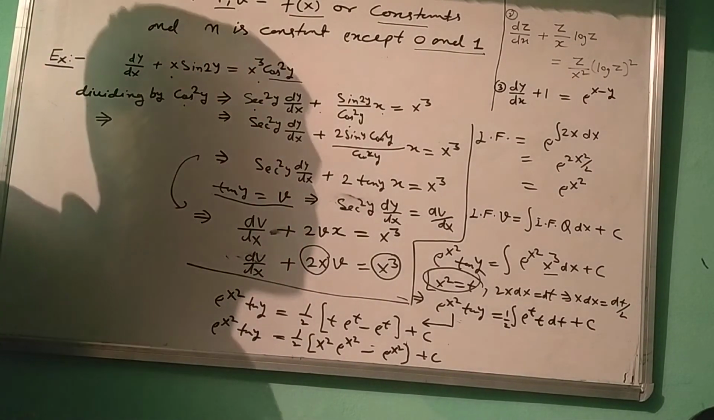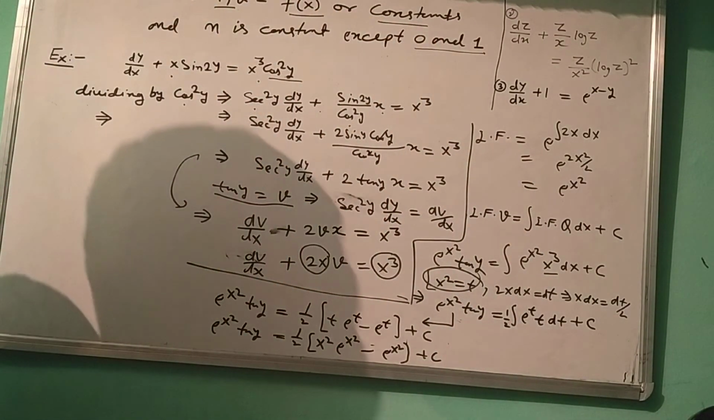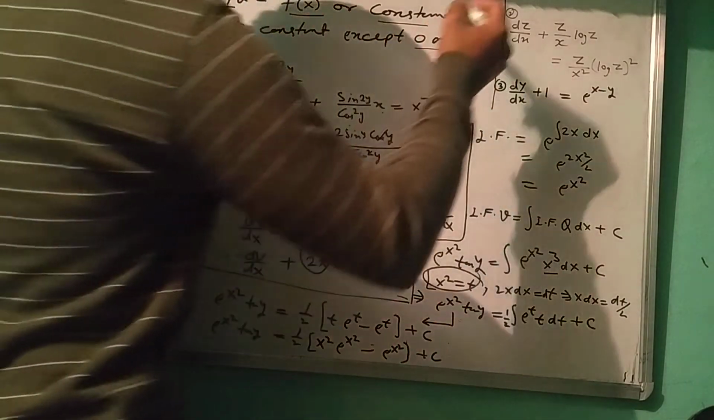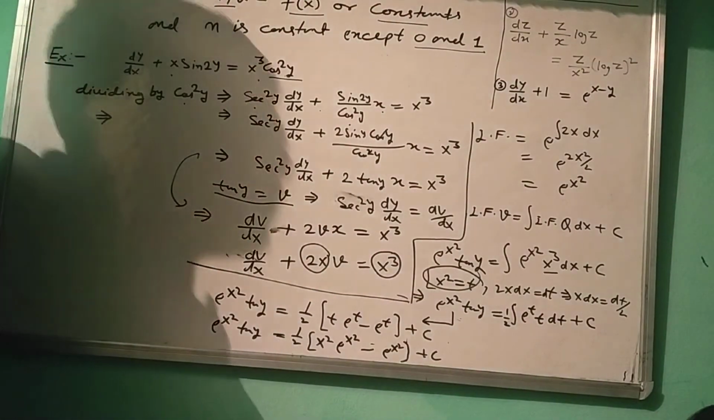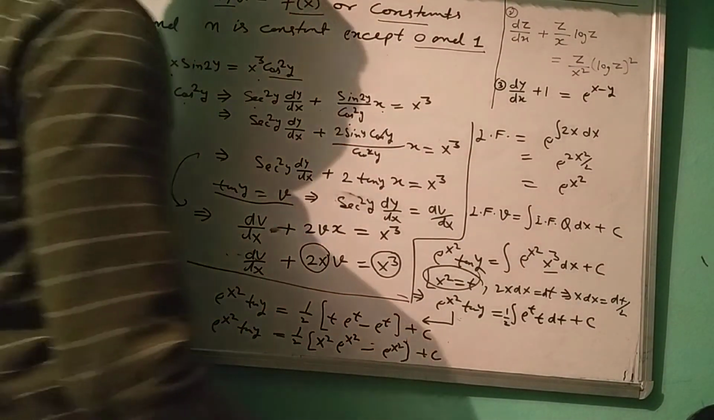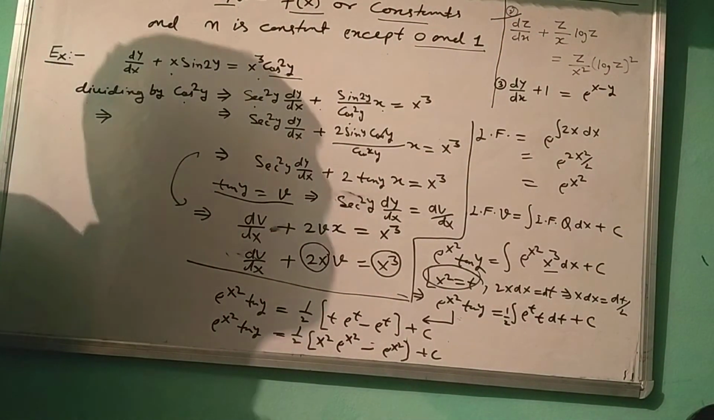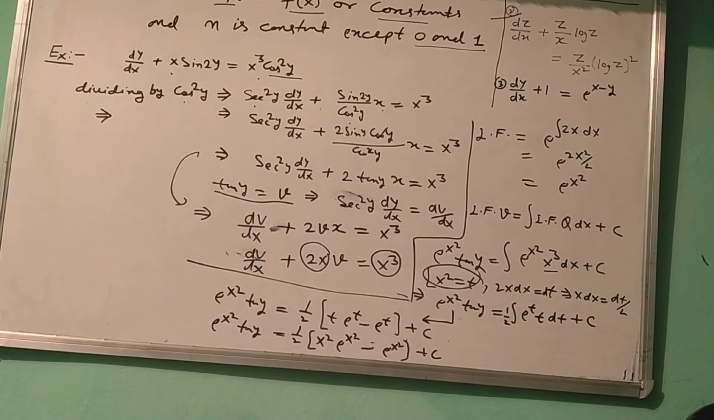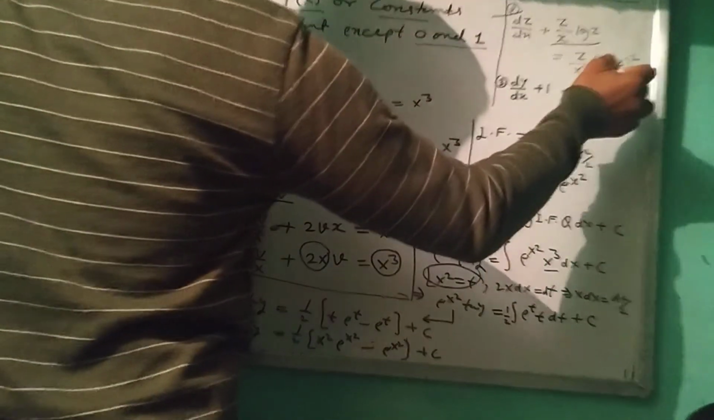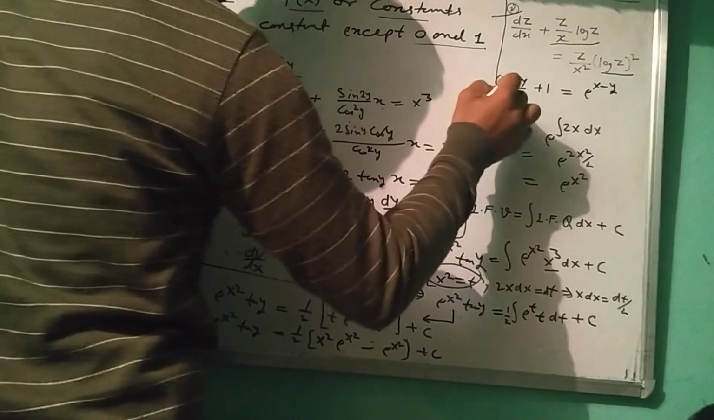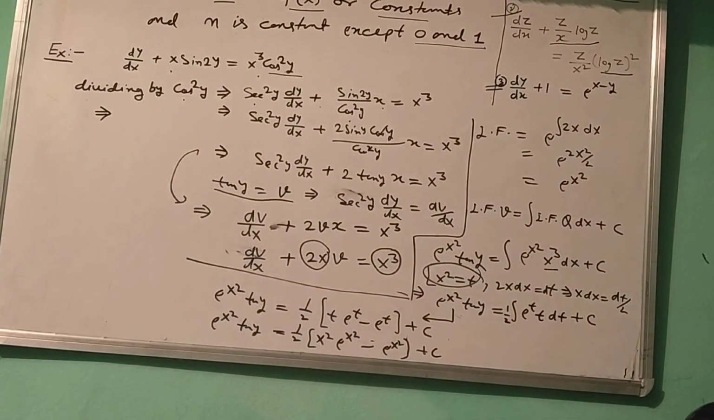Students, you can solve other examples using the Bernoulli equation. Example number one: dy/dx equal to e^(x-y) minus e^x... e^(x) minus e^y. The second example: dz/dx plus z/x log z equal to z/x^2 (log z)^2. And the third example: dy/dx plus 1 equal to e^(x-y).